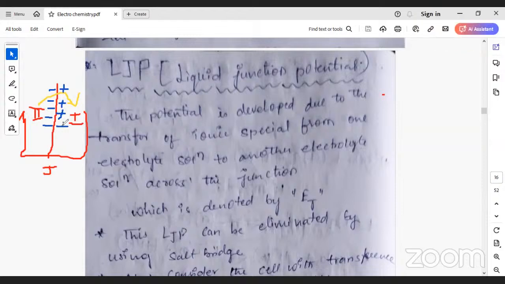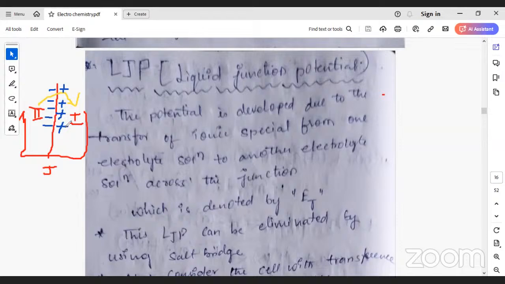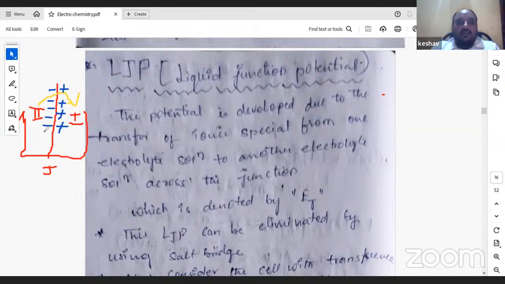Sir, activity 2 is transferring the electron to activity 1? It should be plus on one side and minus on the other. No, I am not telling electron. Ion is transferred. H plus ion is transferred, not electron.